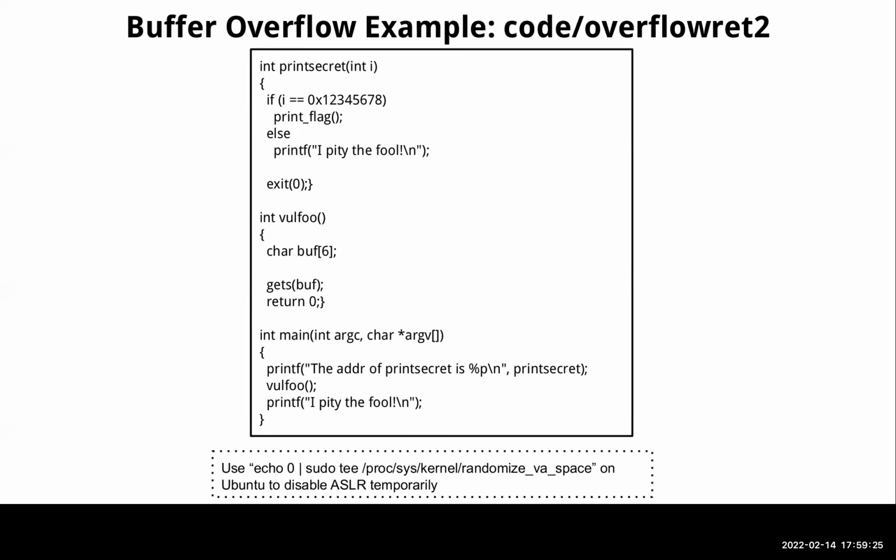So this is our overflow return to example. It's almost the same as the first one, except that the print secret function takes one argument, and it compares that argument with this value. Only if the value matches, we will print the flag. Otherwise, it will print out an error message.